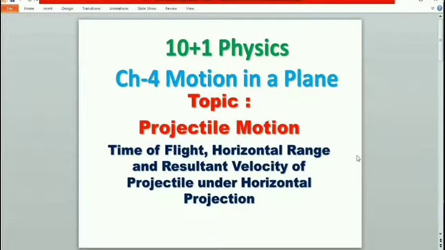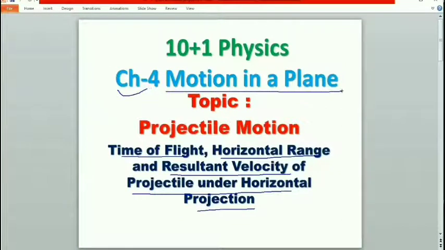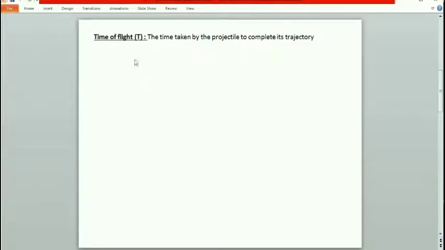So we are going to learn the topic time of flight, horizontal range and resultant velocity of projectile under horizontal projection. Chapter number 4, motion in a plane. So let's start. First of all, time of flight. Definition: the time taken by the projectile to complete its trajectory.